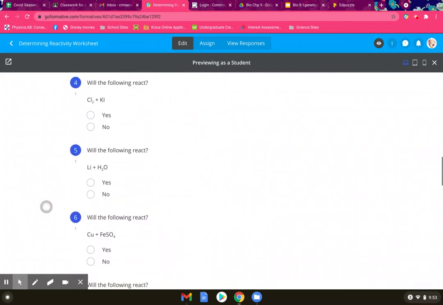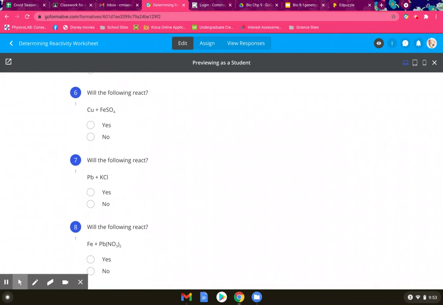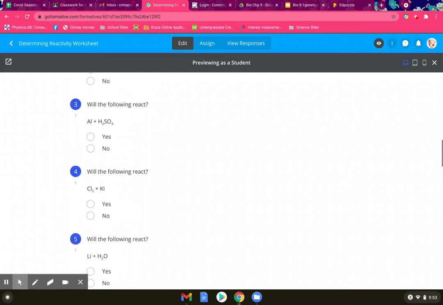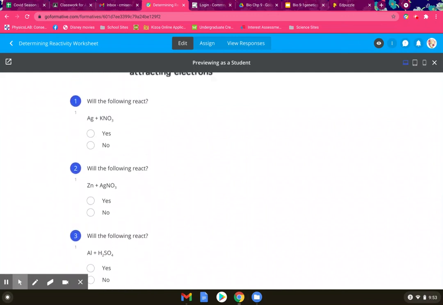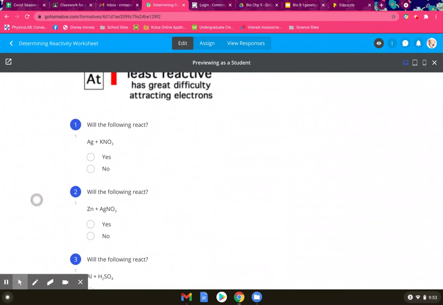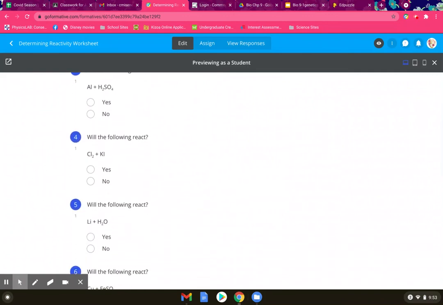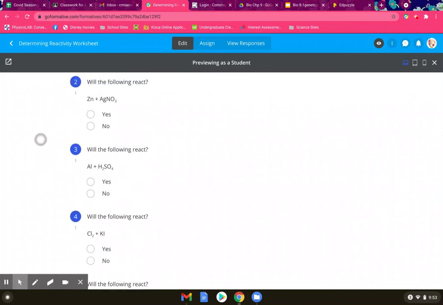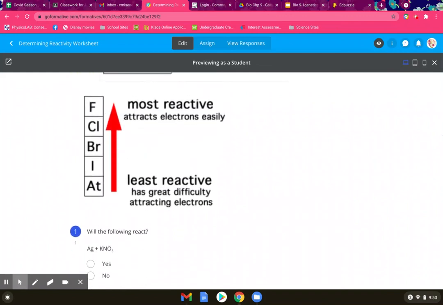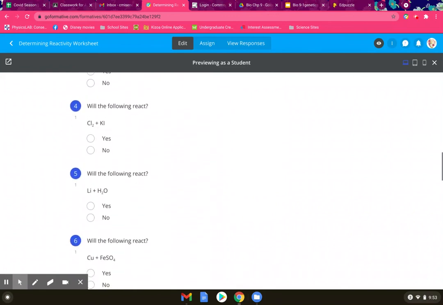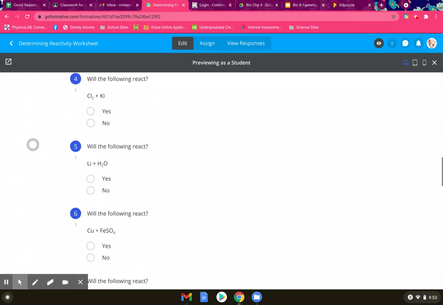Another one, let's look at number 7. For some reason, a lot of people missed number 7. We're looking at Pb, which would be positive, and comparing it with K. Pb, same thing, is lower than K, so that will not happen. Let's look at number 4. The one by itself is chlorine and it's negative, so we have to compare it with the negative in the compound, which is I. So we're going to come to this second chart. Chlorine is higher than I. So yes, number 4 would happen. And that's all you're going to have to do on these determining reactivity ones.